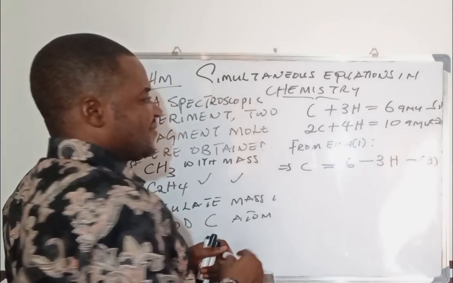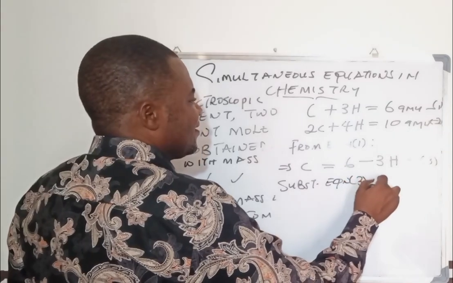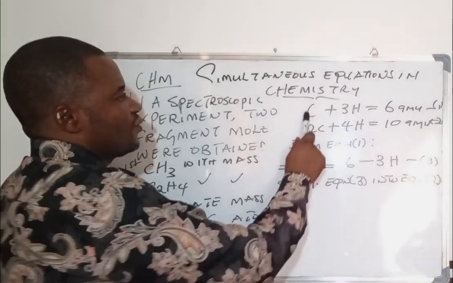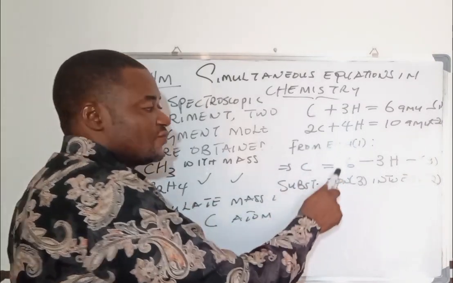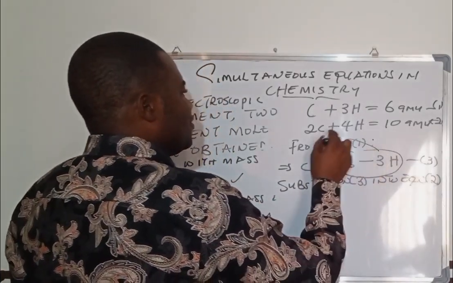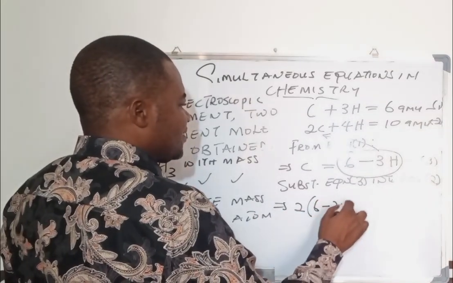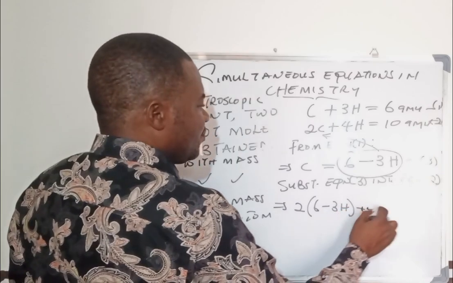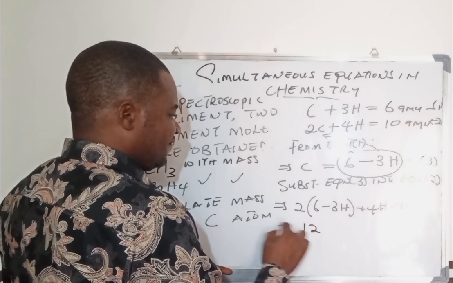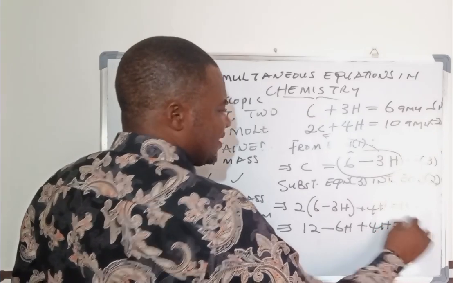So you have this. Now what do we do? We substitute equation 3 into equation 2, because we said we used equation 1 in obtaining equation 3. So wherever we see C in equation 2, we are going to substitute that. So we'll have 2 bracket 6 minus 3H, which is C, plus 4H equals 10. Open this bracket: 2 times 6 is 12, 2 times 3 is 6H, so minus 6H plus 4H equals 10.